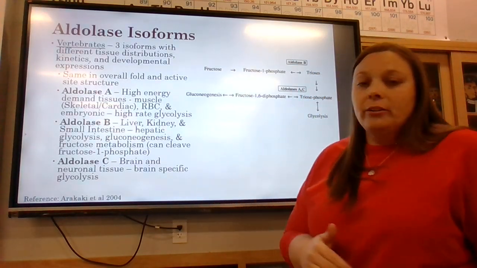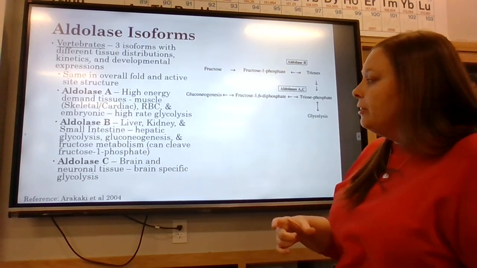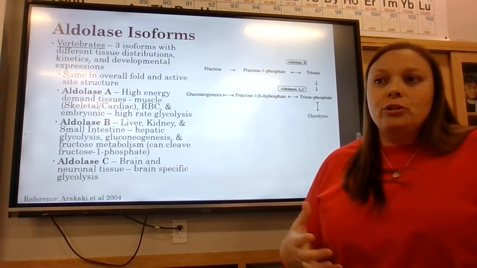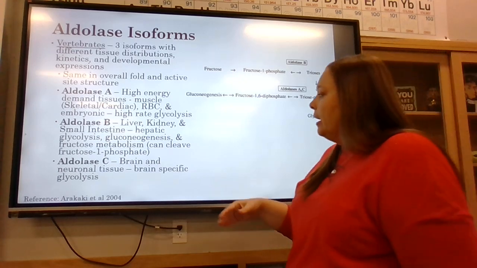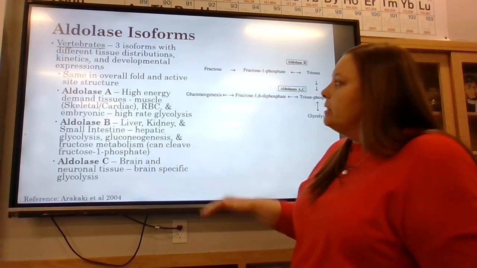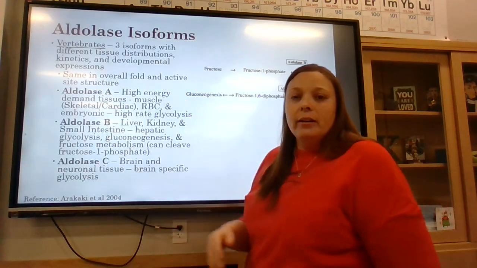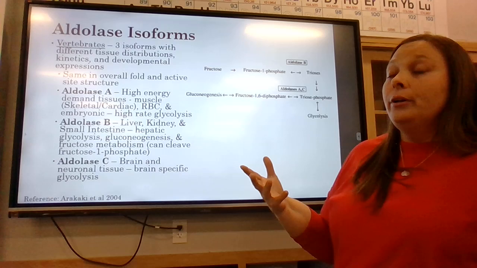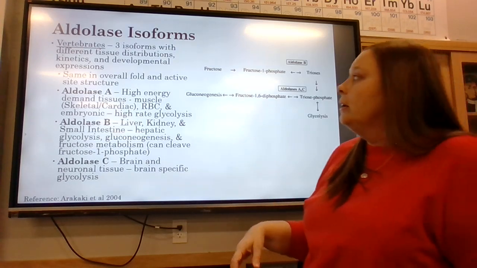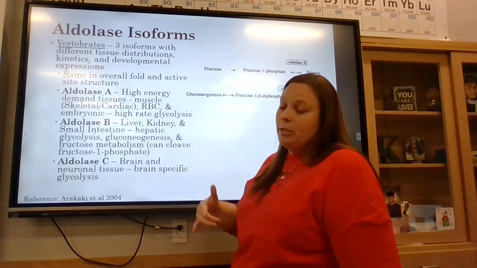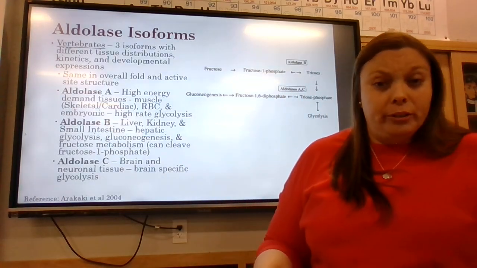Last but not least, we have aldolase C. This type of aldolase is found more in the brain and the tissue containing neurons. It performs brain-specific glycolysis. So as you can see here, not all 3 of the aldolase isoforms are able to do gluconeogenesis. A, B, and C can all do glycolysis, but aldolase B is the only one that's capable of doing gluconeogenesis.